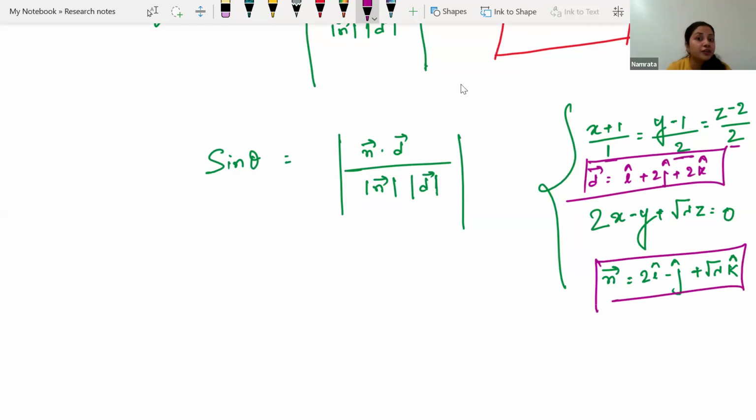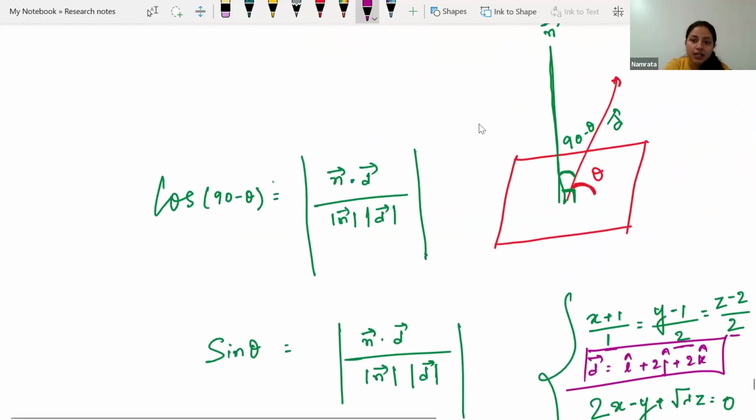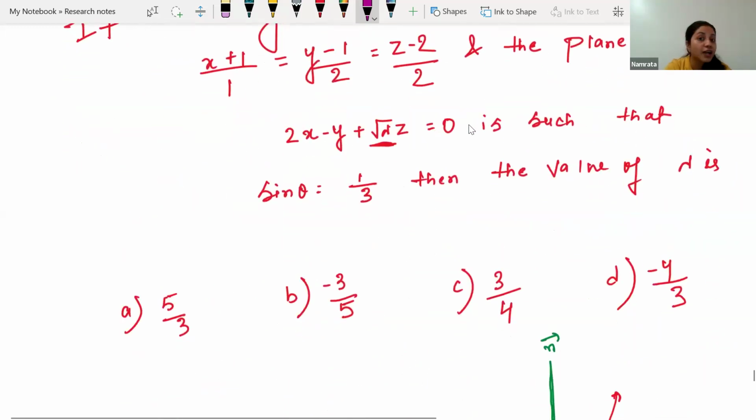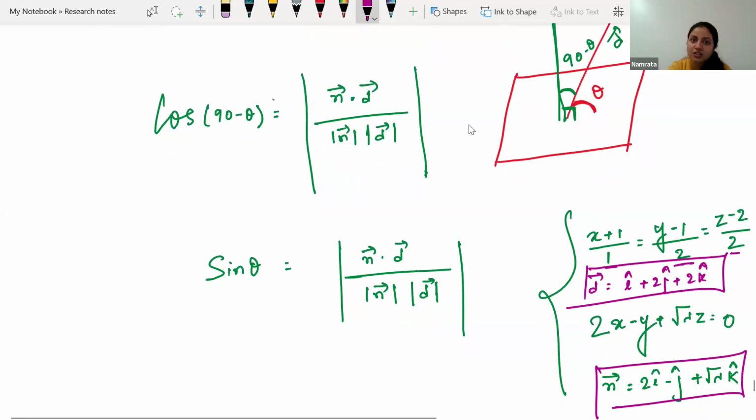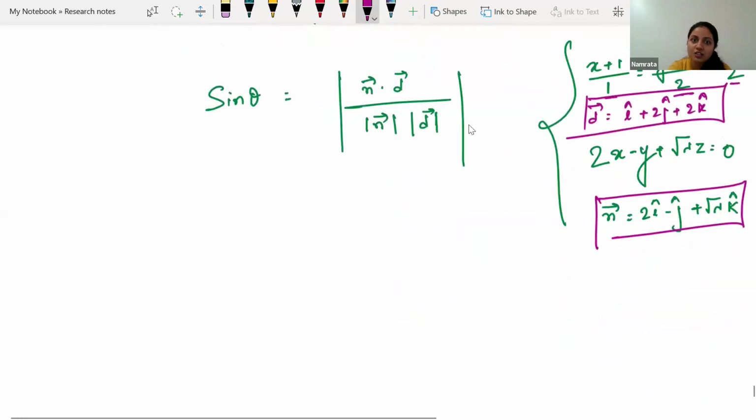Sine theta, from where we got it: it was cos of 90 minus theta, which we have written as sine theta. Why have we written it as sine theta? Because sine theta is given directly as 1 by 3, so we will be using this value over here. The left hand side is nothing but just 1 by 3. So let's use that.